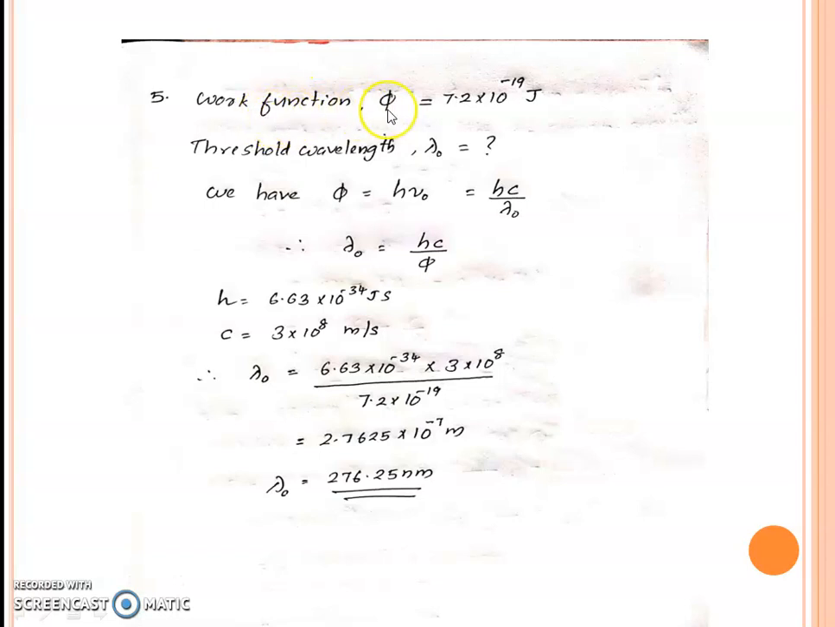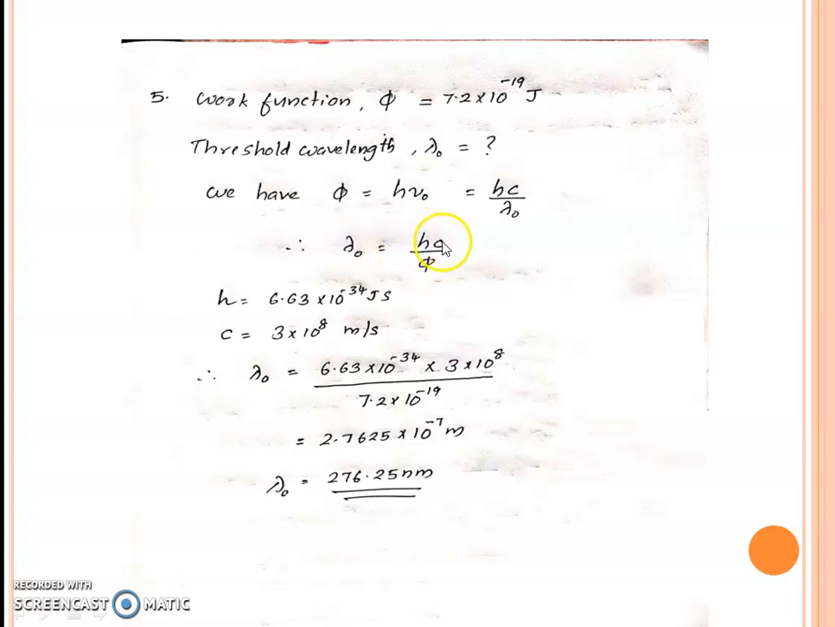In this problem, the work function is given, that is phi equal to 7.2 into 10 raised to minus 19 joule. And it is required to calculate the threshold wavelength lambda 0. We have phi equal to h nu 0, where nu 0 is the threshold frequency. But it is required to calculate the threshold wavelength. Therefore, we have to rewrite the equation in terms of wavelength as hc by lambda 0. From this equation, we can calculate lambda 0 as lambda 0 equal to hc by phi. That is, just cross multiplying these two equations, we will get the threshold wavelength lambda 0 as hc by phi.